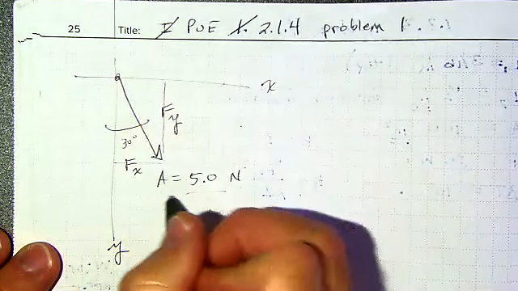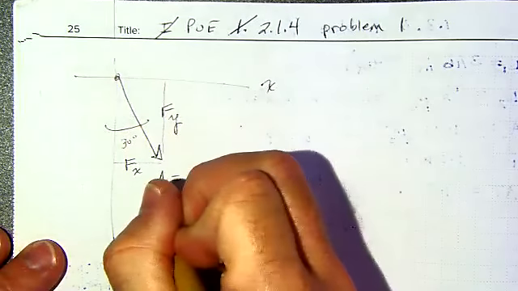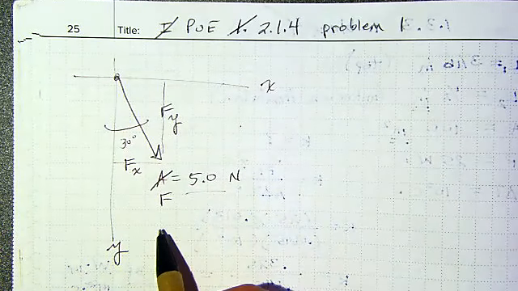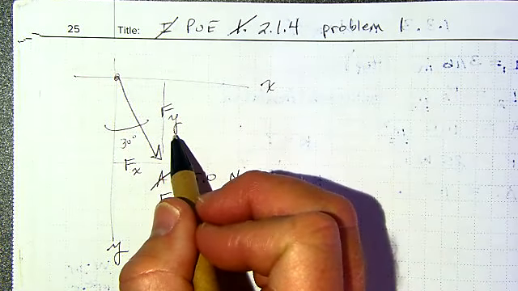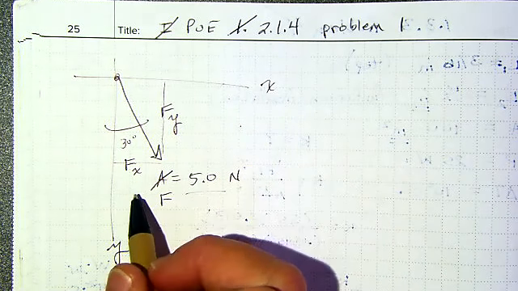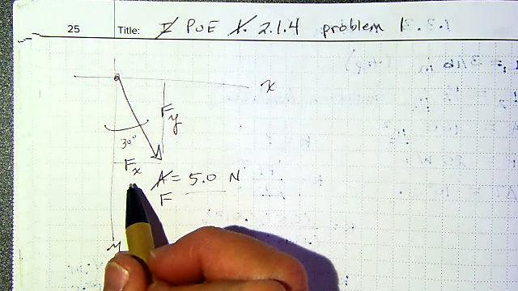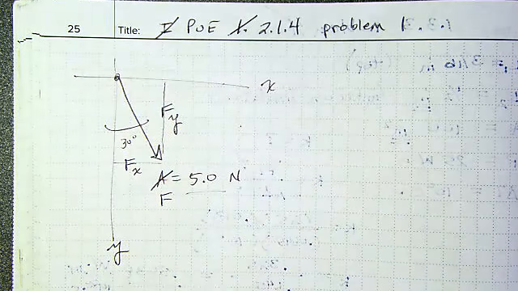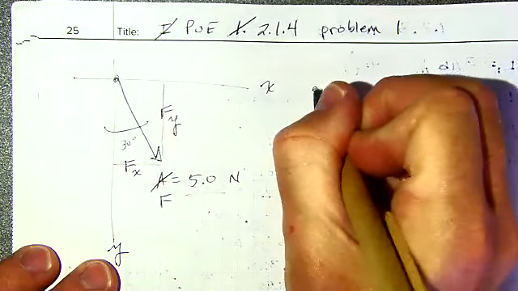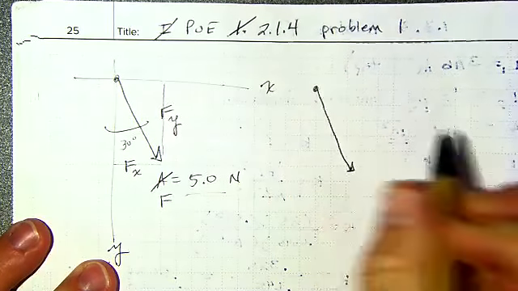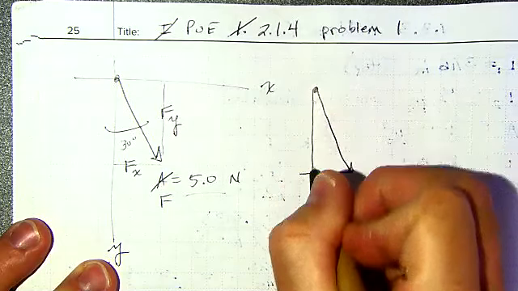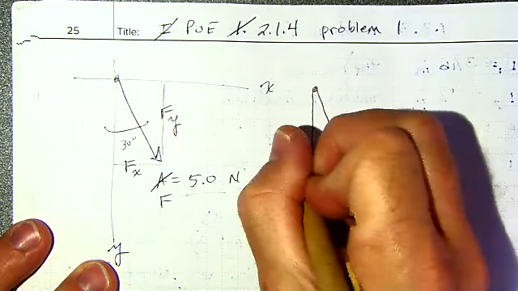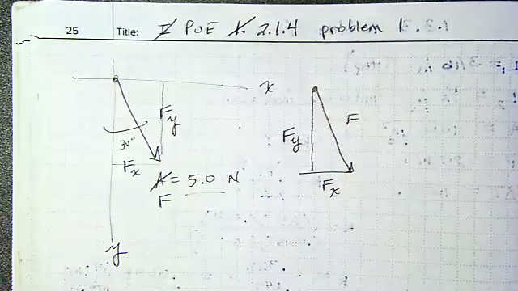This A, I'm going to change it to an F because it's a force. This is a force, and then this is the same force in the y direction, and this is the same force in the x direction. The way that I've drawn this is a little bit awkward because I need it to be a triangle. So how about if I draw it like this, where this is F, and this is F sub x, and this is F sub y.